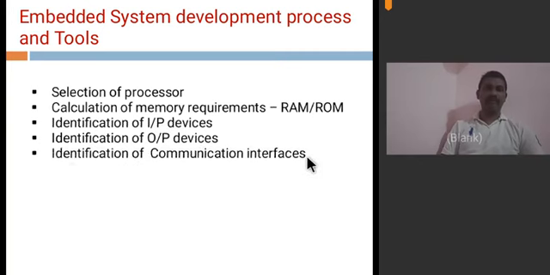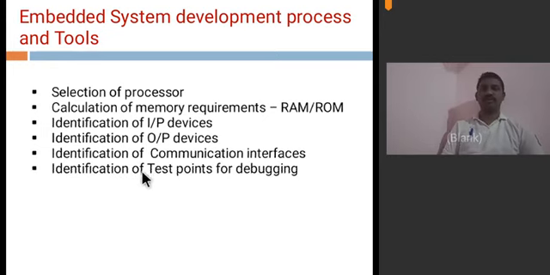Identification of communication interfaces, that is, if you want to communicate from one place to another place, what communication interfaces do you need? Whether you need UART or USB, or for internal communication you need SPI, I2C. Those are the communication interfaces. Then identification of test points for debugging your software.